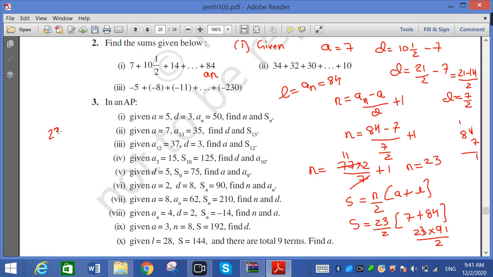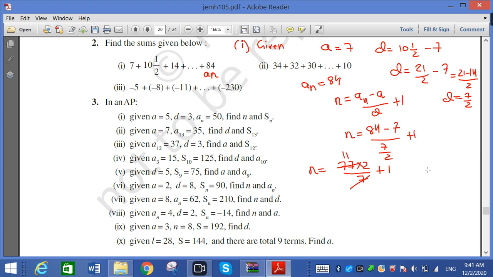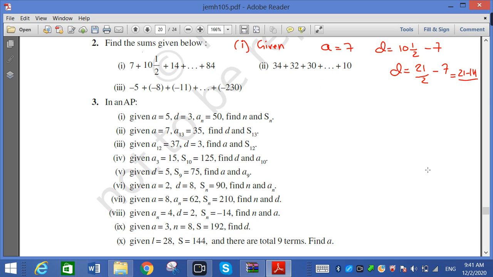So what we have to do is 23 multiplied by 91, and then divide it by 2. We can get the answer, the sum of 23 terms. One more sum we have to do, because in each question we have to do at least 2 sums, as 4 sums are given. One more sum here.